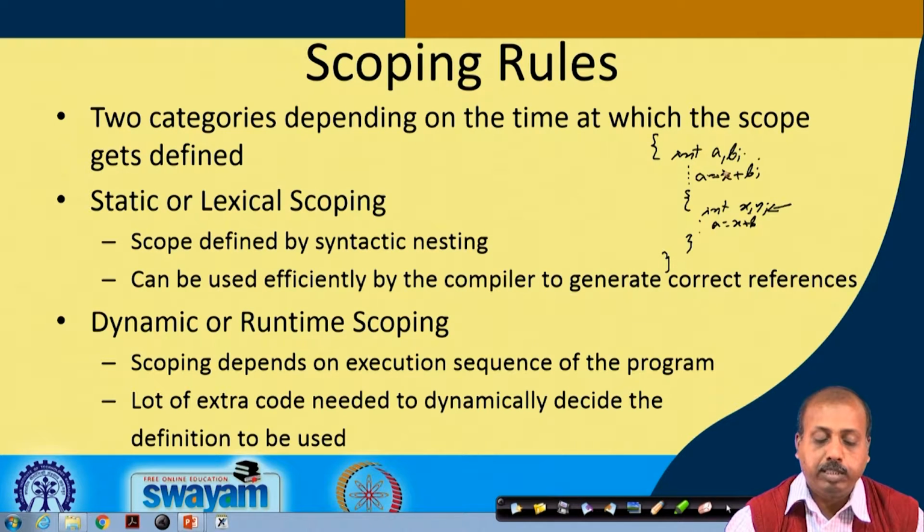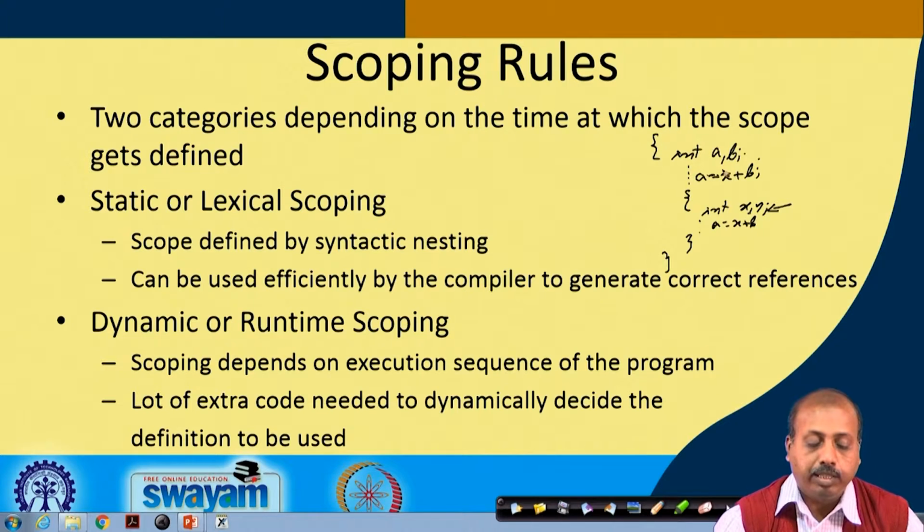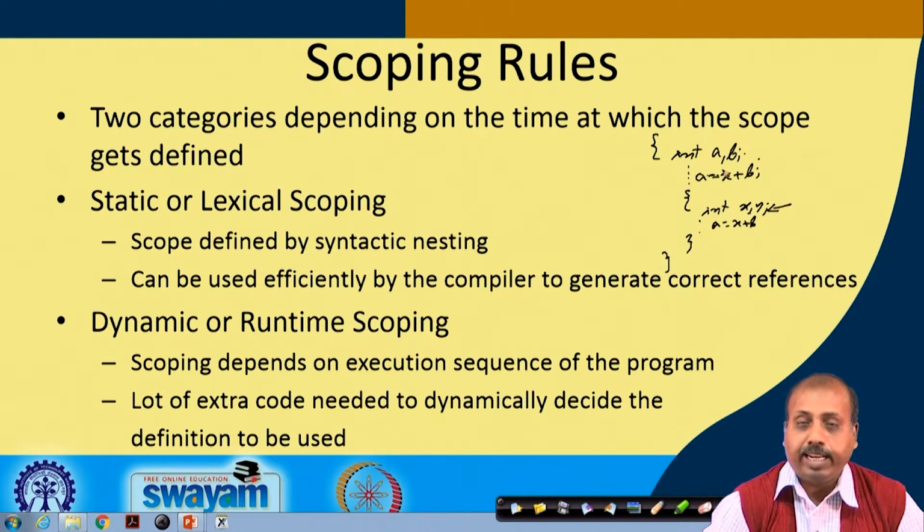With this nesting we can define the scope. Now, they can be used efficiently by the compiler to generate correct references. So, this static or lexical scoping is much easier for the compiler to handle, because it can check the situation and accordingly generate the references.